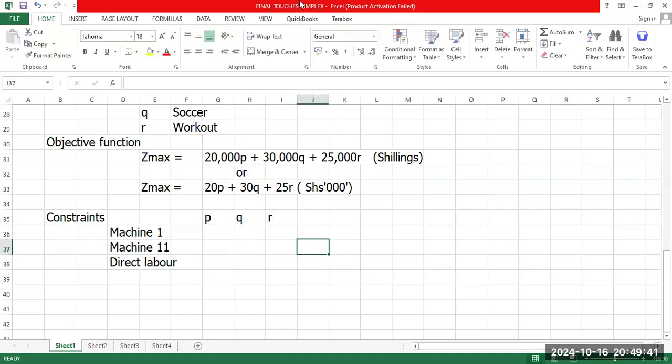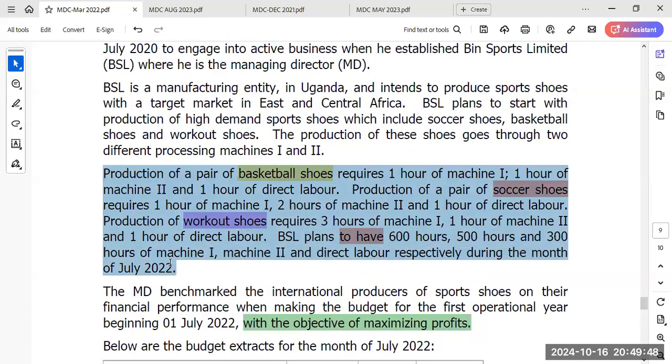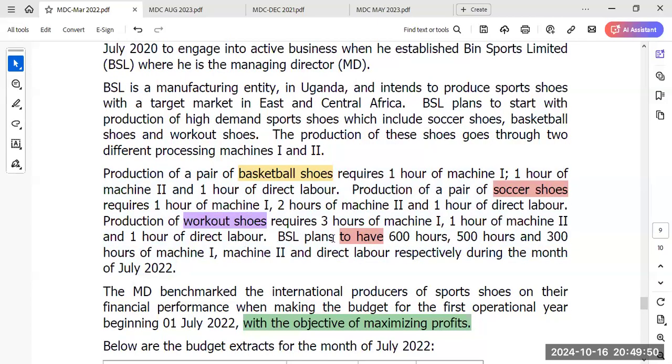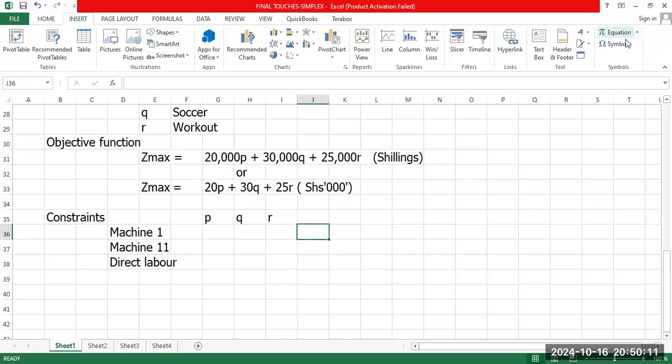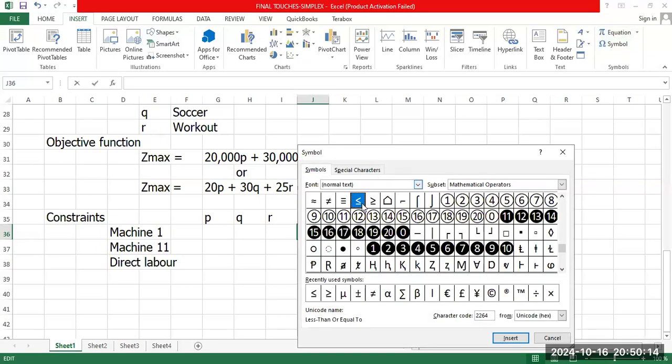Okay. Now, when you check in the question, this is the paragraph we are dealing with now. They told us that this company plans to have 600 hours, 500 hours, and 300 hours of machine 1. So machine 1 is corresponding with 600 hours. Okay. So here, remember we said the inequality we are supposed to use here is less or equal to.